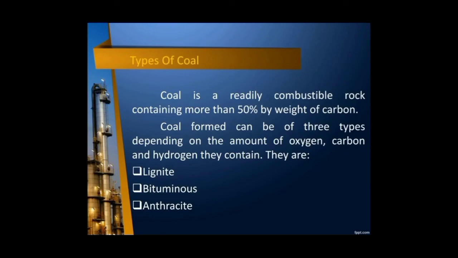Here are the types of coal. Coal is a readily combustible rock containing more than 50% by weight of carbon. Coal formed can be of three types depending on the amount of oxygen, carbon, and hydrogen they contain. They are lignite, bituminous, and anthracite. Lignite is a soft brownish coal showing traces of plant structures, intermediate between bituminous coal and peat.